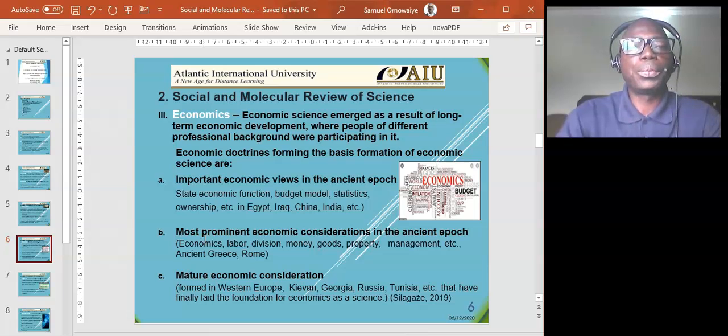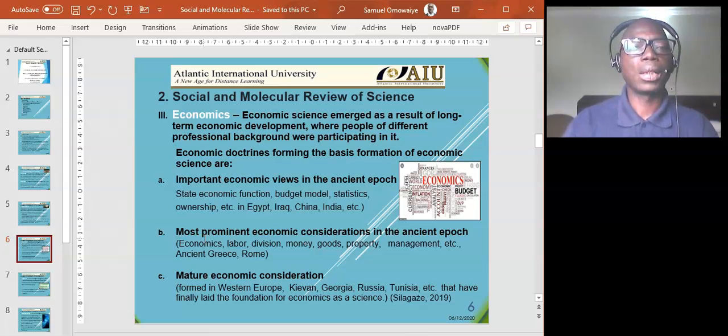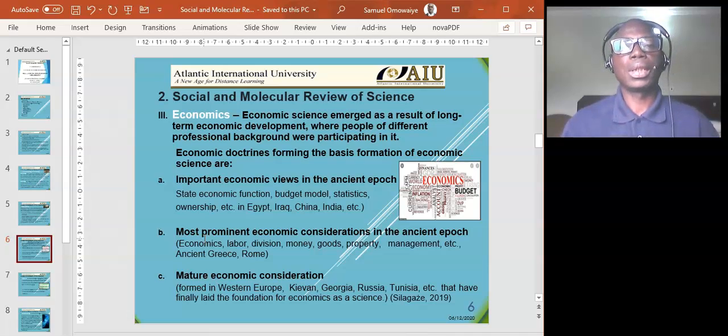B. Most prominent economic considerations in the ancient epoch, which are talking about economies, labor, division, money, goods, property, management, etc. in ancient Greece and Rome. And then coming to C, matured economic considerations formed in Western Europe, Georgia, Russia, Tunisia, etc., that have finally laid the foundation for economics as a science.